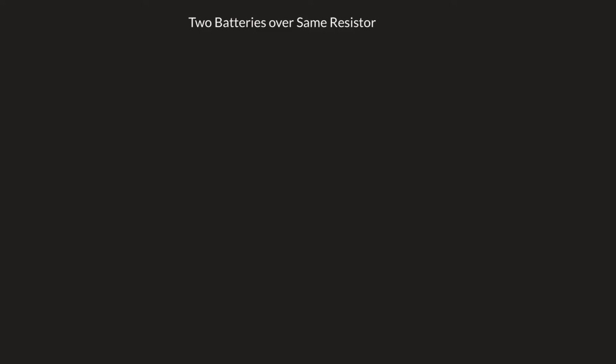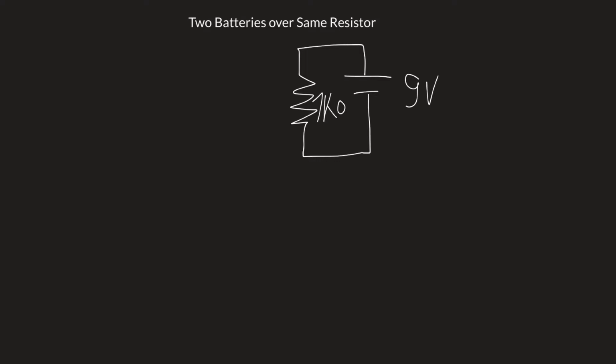Hello. I wondered what would happen if we had a situation like here: a 9-volt battery connected to a resistor, and let's say this resistor is 1 kilo ohm. Then you would calculate via the standard Ohm's law, U equals R times I.